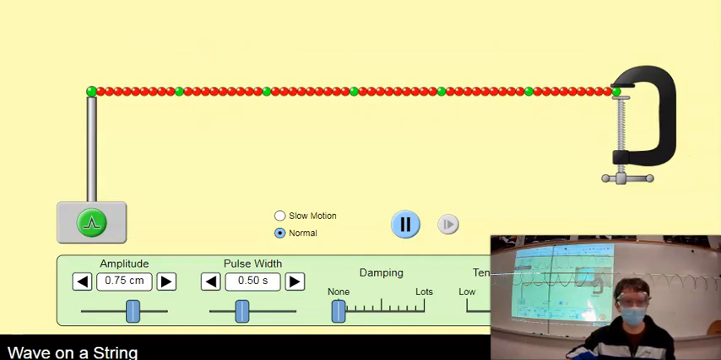Notice that it reflects on the opposite side. So it gets inverted and comes back on the opposite side. I'll show you again.